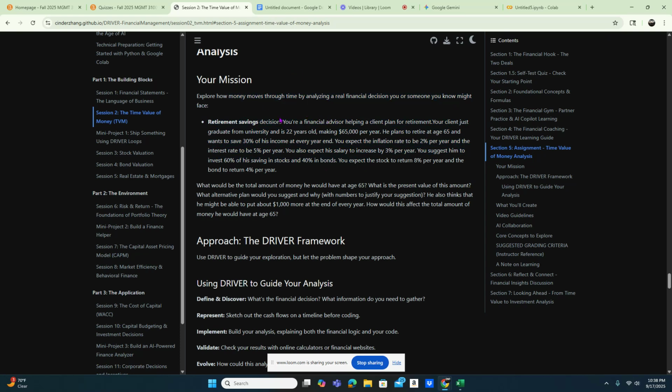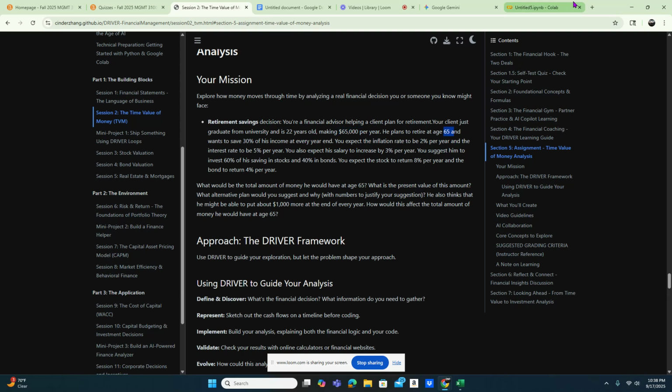I kind of got a little sketch drawn out. I got a code written down and a few questions that I'll answer. It says you're a financial advisor helping a client plan for retirement. He's 22 years old and makes $65,000. So the guy is 22 years old, just graduated, makes $65,000 a year, and plans to retire at age 65.